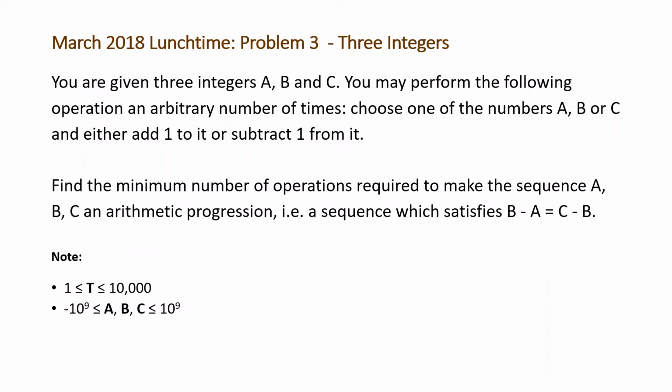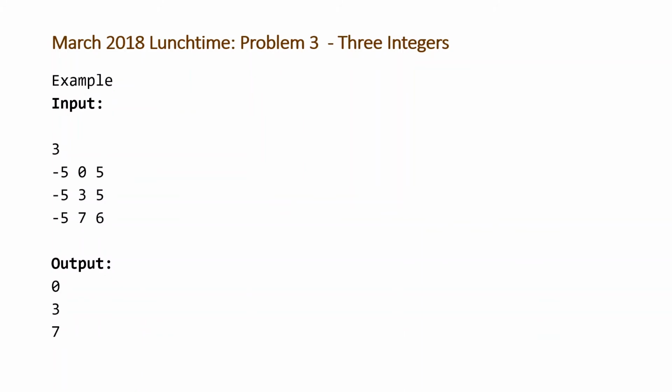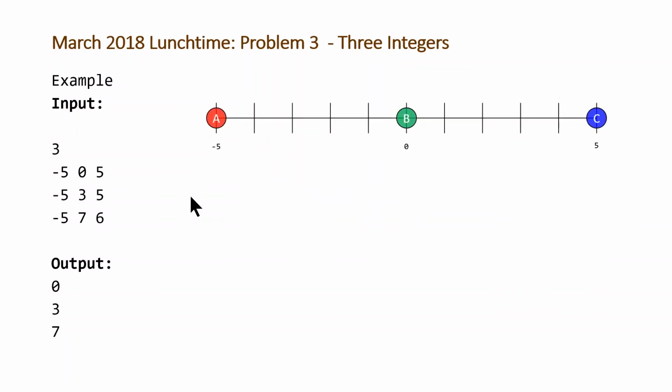And the values of a, b, and c are going to be between -10^9 and 10^9. So let's take a look at a couple examples. The first integer we're given is 3. This just represents the number of test cases we're going to get, and then the next 3 lines are going to consist of the values a, b, and c. If we take a look visually at our first example, you can see that this is already in an arithmetic progression, so we don't need to make any moves. The difference b minus a is 5, and c minus b is also 5. So we can just put 0 as output for this example.